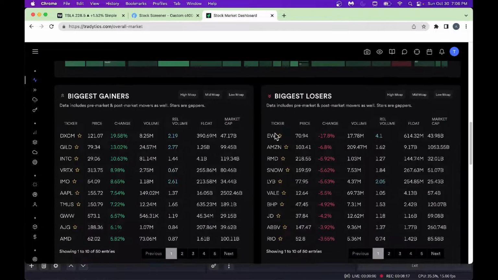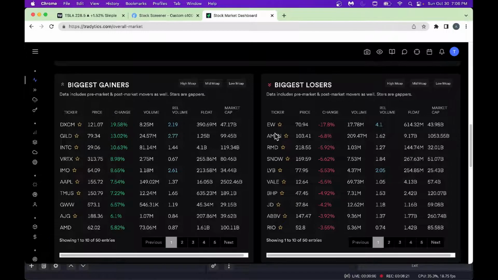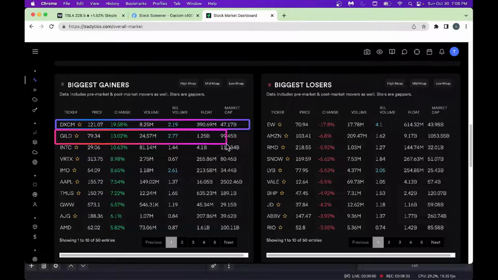Then you can look at the biggest gainers and losers. It does a very good job here of showing you the biggest gainers and losers. Look, we've got Dexcom. Looks like it had a great day here, 19% up. Then you've got my favorite stock, Gilead Sciences, which used to be a dog for a long time, finally woke up and went up 13%, as you can see here. And wherever you see a star here, that tells you it's a gap. These are the gappers. It's gapped up or down. That's why there's a star for all these gappers, as you can see here.